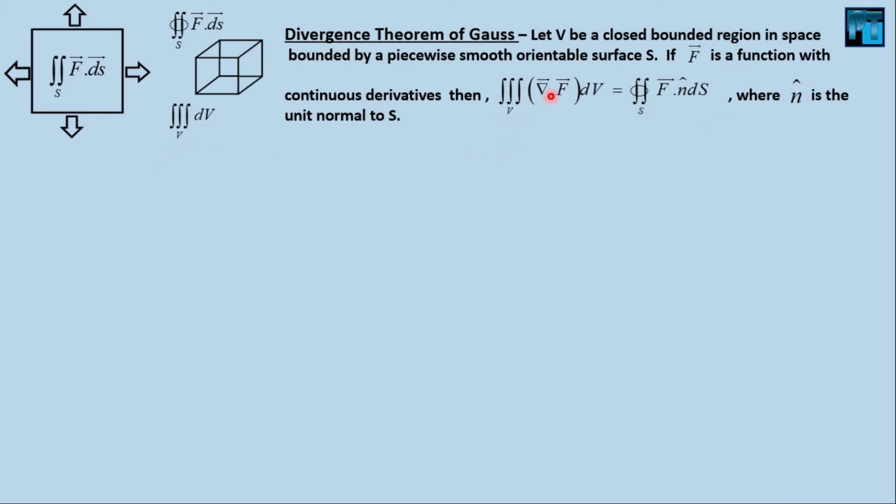Volume integration over V of del dot F dV equals closed surface integration over S of F dot n cap dS, where n cap is the unit normal to this surface S.